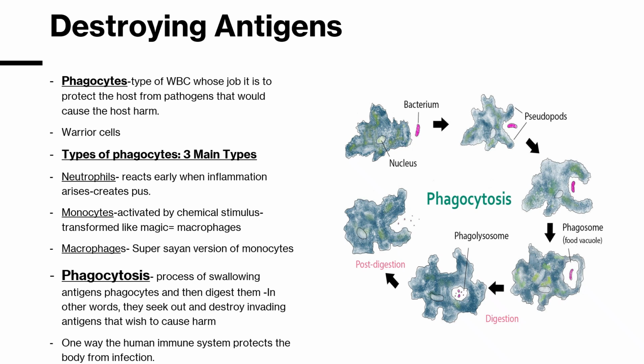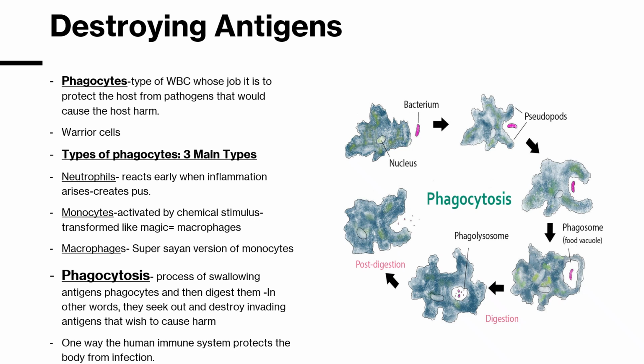Next are monocytes. These are activated by chemical stimulus. They transform like magic and become macrophages. Macrophages are basically like, if you ever watch Dragon Ball Z, Super Saiyan versions of monocytes.